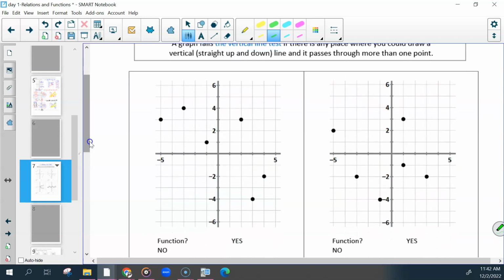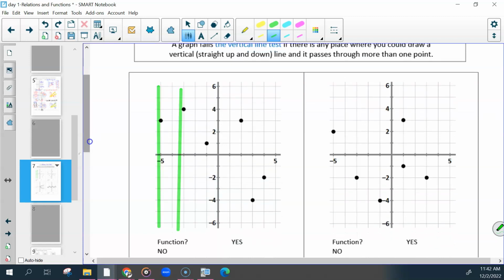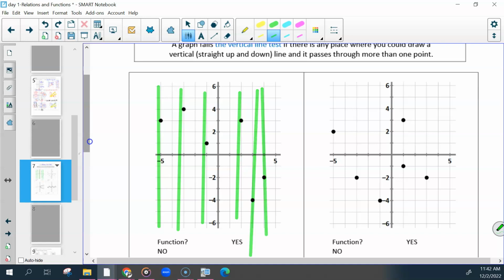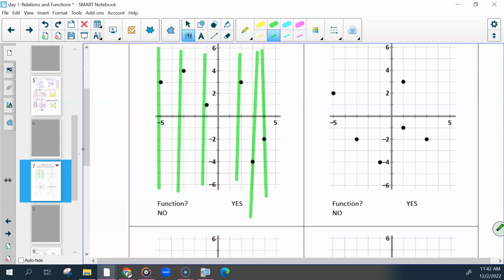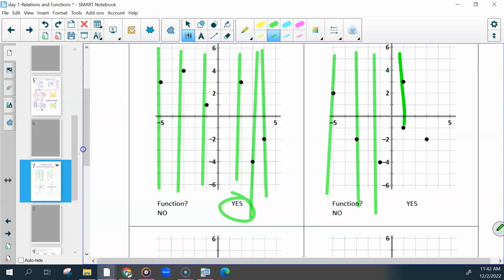So if I were to draw a vertical line through each of these points, and some of these aren't straight, but pretend they were, do any of these lines touch more than one point? No. So that means this is a function. If I did the same thing for this one, do any of these lines touch more than one point? Yes, so that would not be a function.